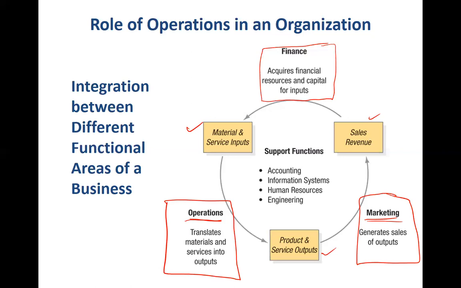And to be able to execute this virtuous cycle, you are relying on support functions like accounting, information systems, human resources, and engineering. So in a sense, operations is the core set of activities that translates inputs to outputs. And the focus would be in designing, in managing, in controlling these sets of processes for the transformation.